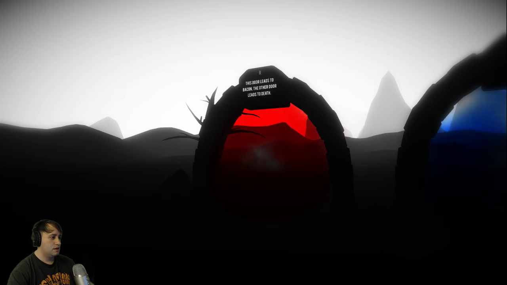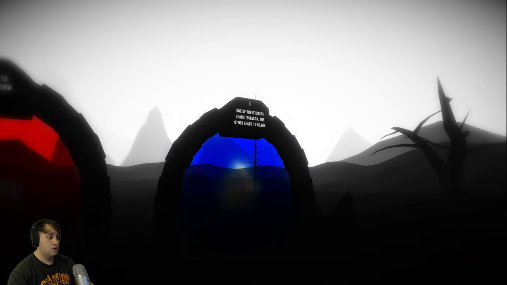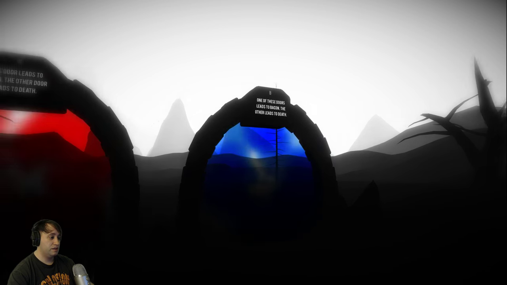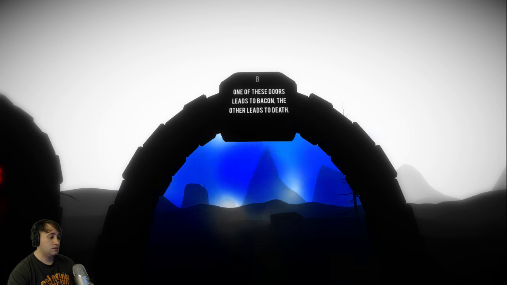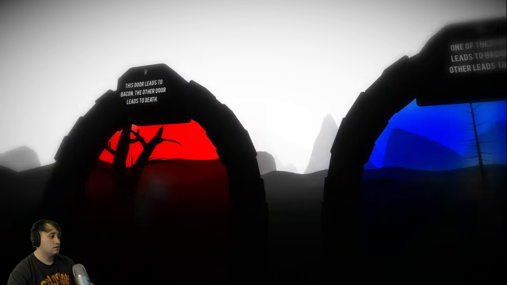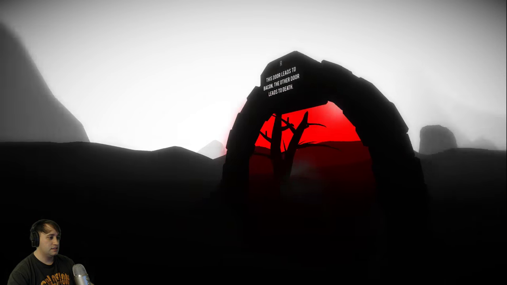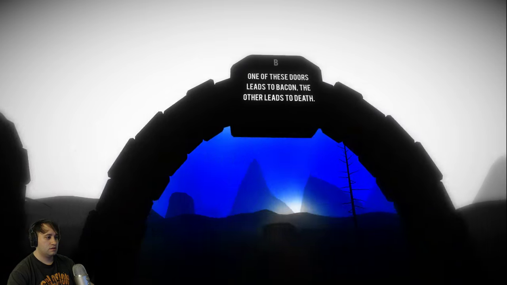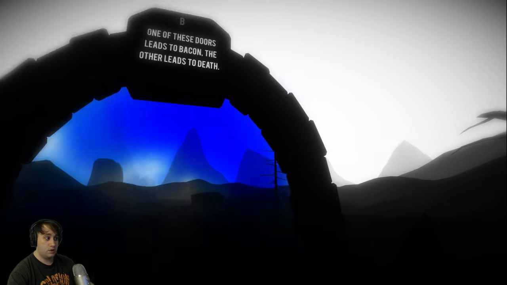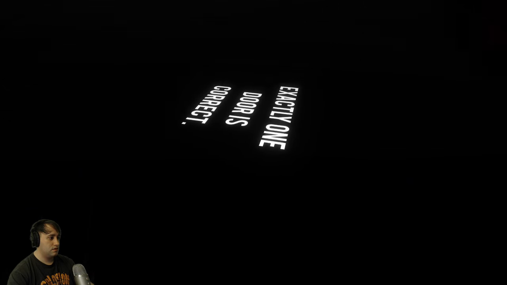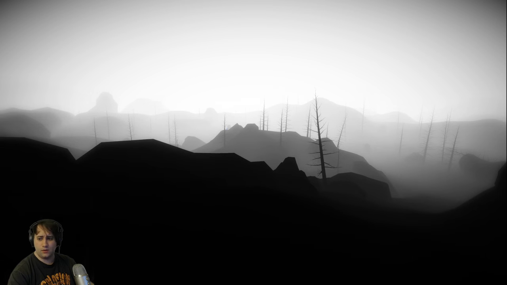Alright. Exactly one door is correct. This door leads to bacon. The other door leads to death. One of these doors leads to bacon. The other door leads to death. Well, this is more general, so it must be correct. Therefore, this is probably false, because this may or may not be true. This one must be true. The first sentence, one of these doors leads to bacon, and one of these doors leads to death, is correct. Has to be.